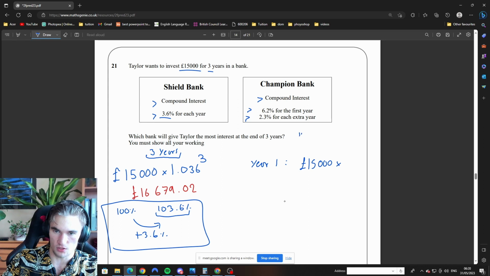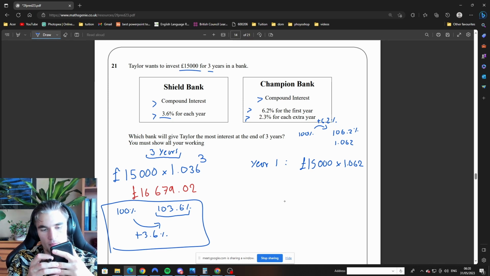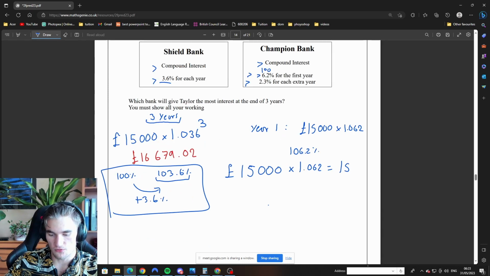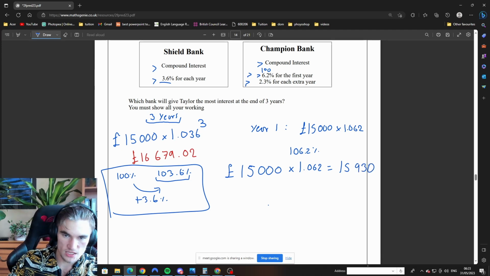So this is my 100% and then I want to add 6.2% to it. So at the end of 1 year, I'm going to have 106.2%, right? So now I want to convert this into a decimal. I get 1.062 as a decimal. So I'm going to times this by 1.062, and I put no power. And I get 15,930. So that's year 1.